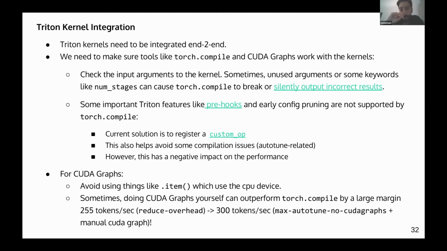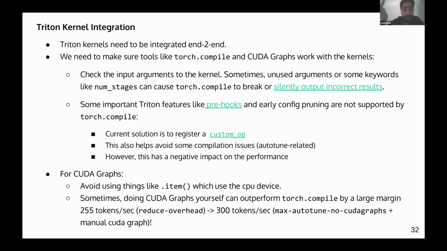But this is basically the trick I found to make any Triton kernel work with torch compile, even if you're using some unsupported features from Triton. The other thing is CUDA graphs, very important. So basically, you need to make sure that when you're writing your function that calls the kernel, you don't use anything that transfers to the CPU. So stuff like .item, for example, you should not use, because then you cannot use CUDA graphs. The other thing I noticed is that when you try to torch compile a whole model that is using custom ops for Triton kernels, it's not able to use CUDA graphs efficiently.